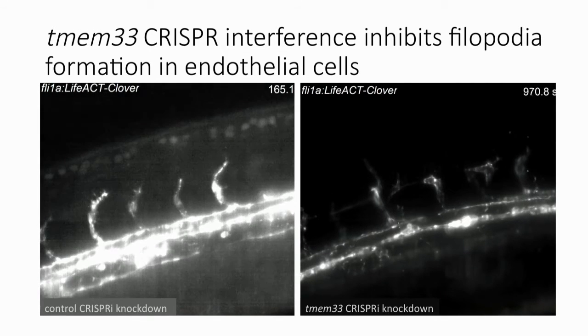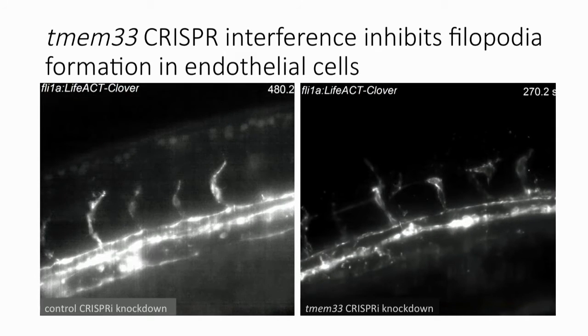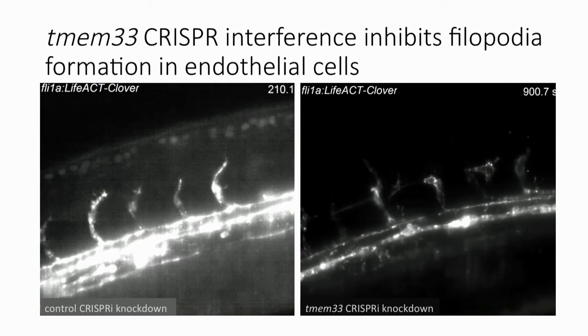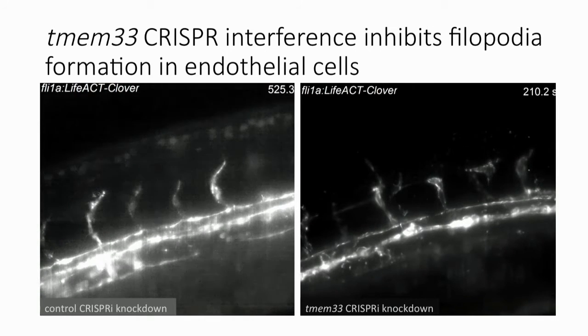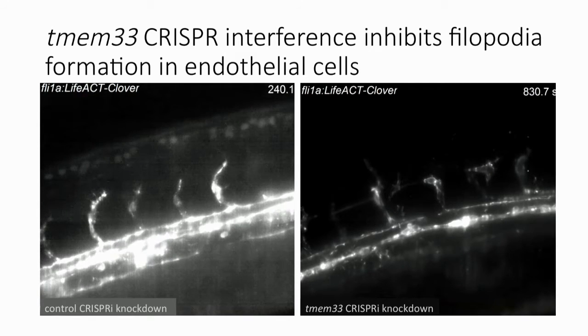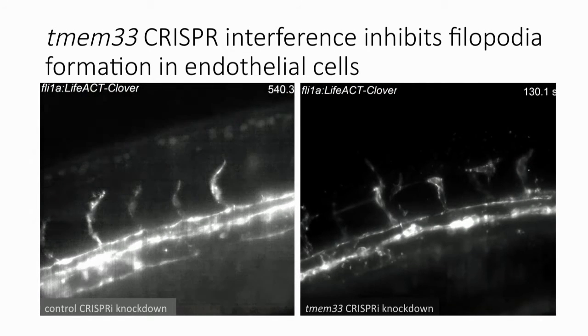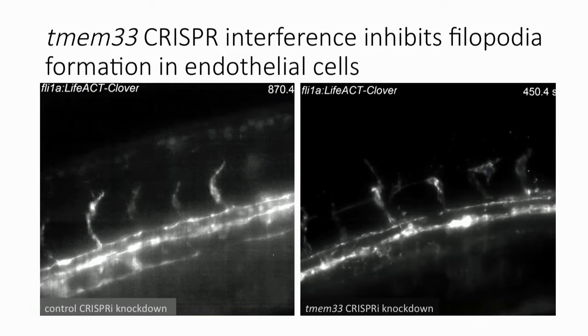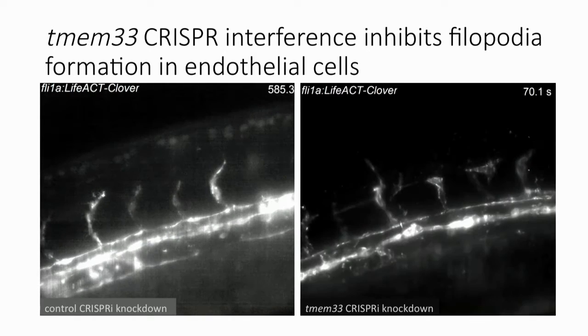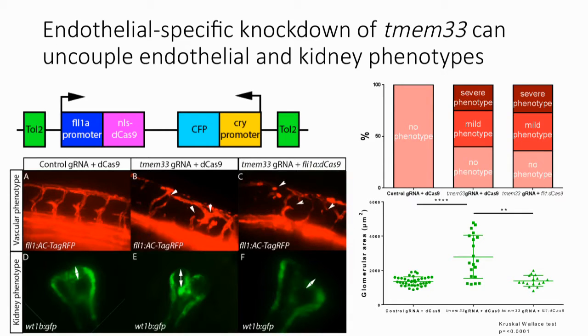But as I said before, there are some problems with ubiquitous knockdown. We know that what we could be seeing is an off-target effect. So I've decided to try and do some tissue-specific knockdown. I'm using the endothelial promoter to drive dCas9. And this is what we see.